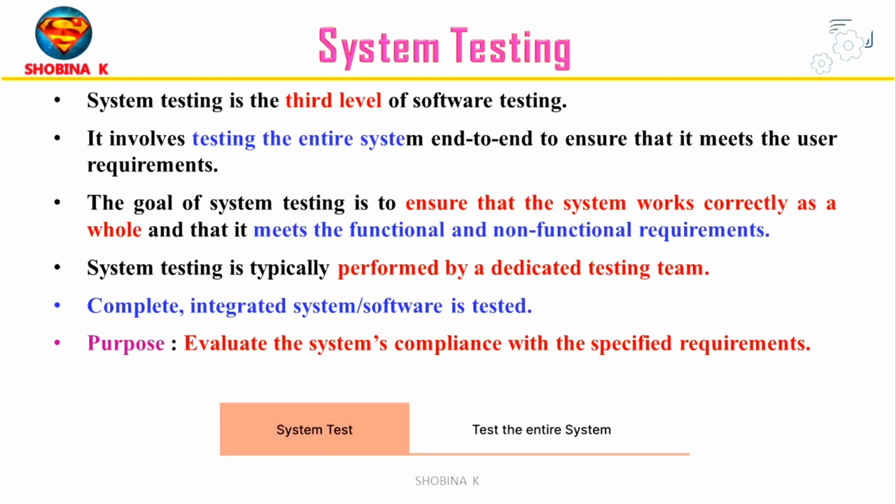System testing is typically performed by a dedicated testing team, and it involves testing the complete integrated system or software. This level of testing helps to identify any defects or issues that may have been missed during unit testing and integration testing. The primary purpose of system testing is to evaluate the system's compliance with the specified requirements.